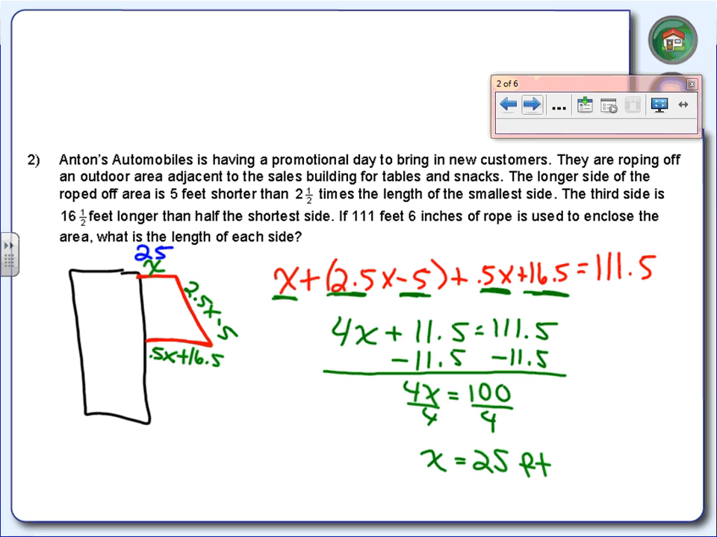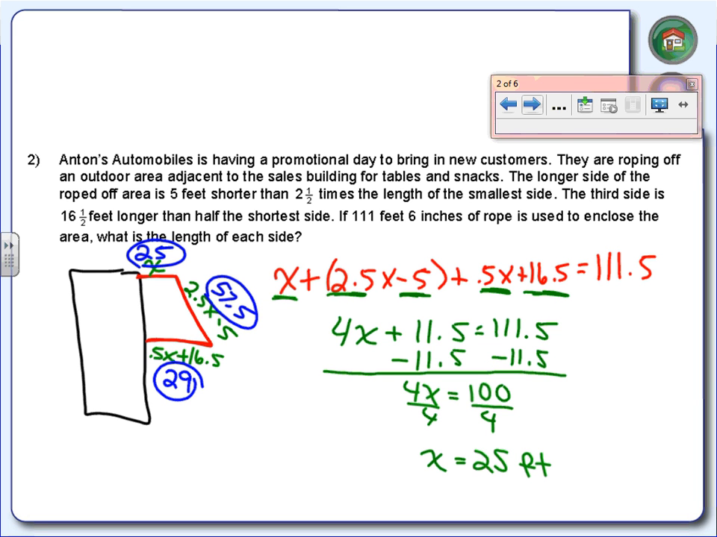Well, plug in the 25. 2.5 times 25 minus 5 gives us 57.5. We do the same thing over here for the third side. If I plug in a 25 there, we should end up with a 29. So these are the lengths of each side. Of course, if you were to add all that together, it should equal 111 feet, 6 inches. Same thing.